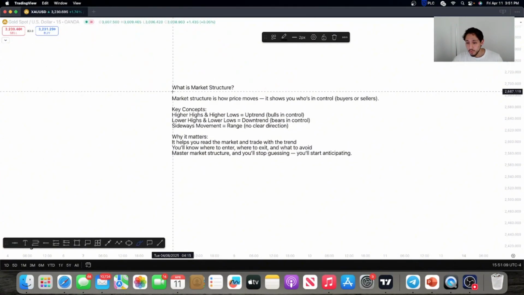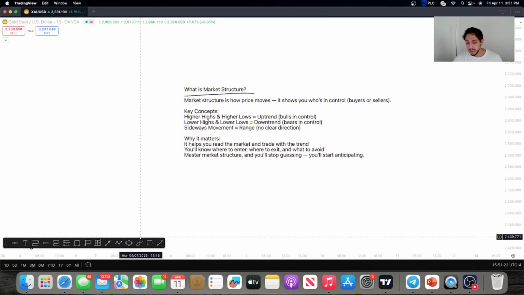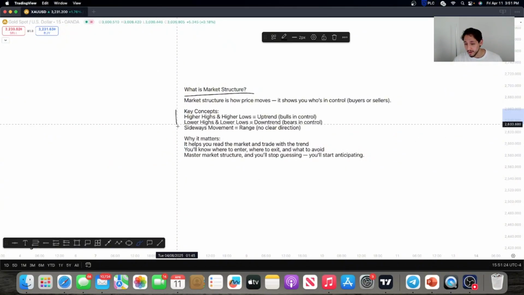All right, so what is market structure? Market structure is how price moves either up or down, and it also shows you who's in control of the market. Are the buyers in control, or are the sellers in control? Right over here, I have key concepts which I need you to pay very close attention to, and write down a lot of notes.